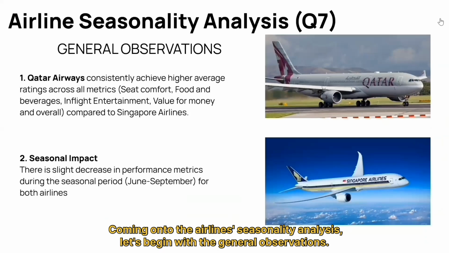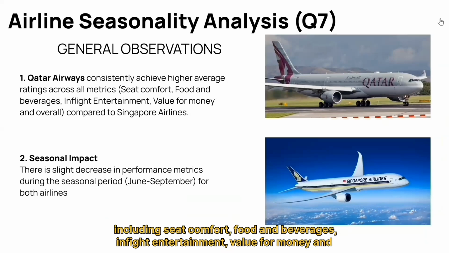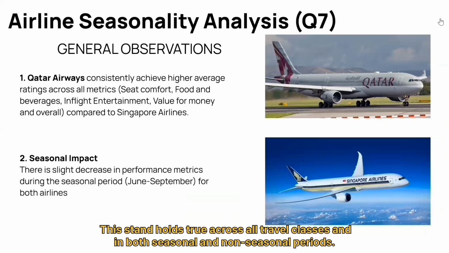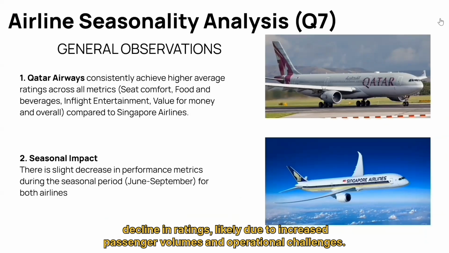Coming on to the airline seasonality analysis, let's begin with the general observations. Qatar Airways consistently outperforms Singapore Airlines in average ratings for all metrics, including seat comfort, food and beverages, in-flight entertainment, value for money, and overall rating. This trend holds true across all travel classes and in both seasonal and non-seasonal periods. However, during the seasonal period from June to September, both airlines experience a slight decline in ratings, likely due to increased passenger volumes and operational challenges.